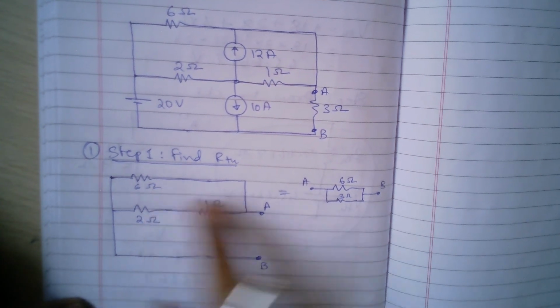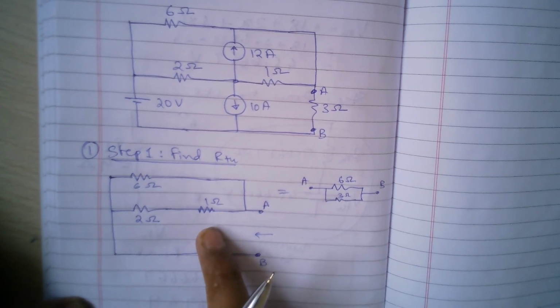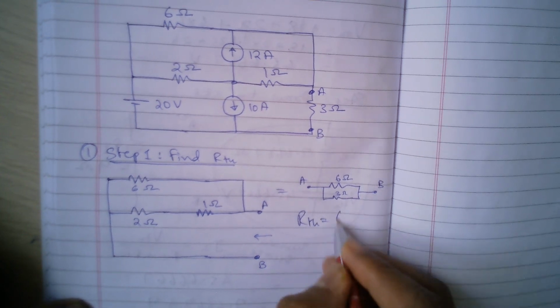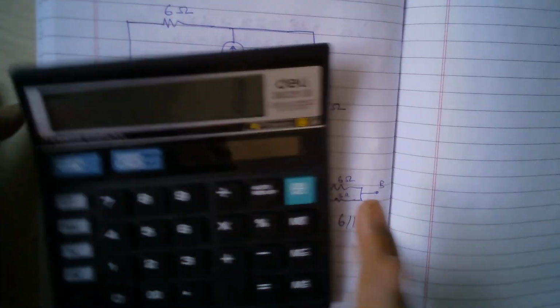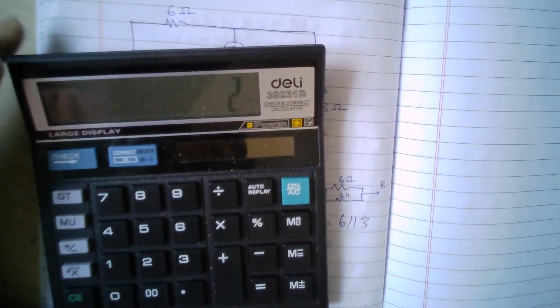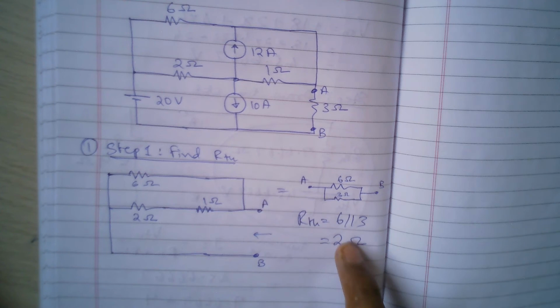Like 2 parallel paths. I want to find the resistance between these two looking inward to the circuit. This is nothing but RTH, 6 parallel 3. That is 6 into 3 divided by 6 plus 3, that is 9. So I am getting 2 ohms as the Thevenin's resistance. So 2 ohms, RTH completed.